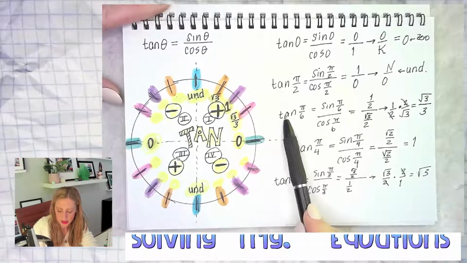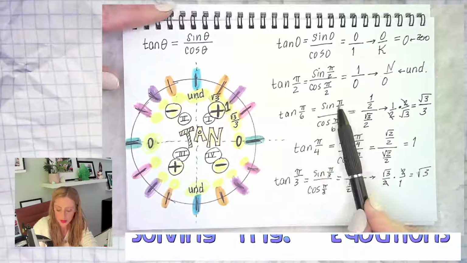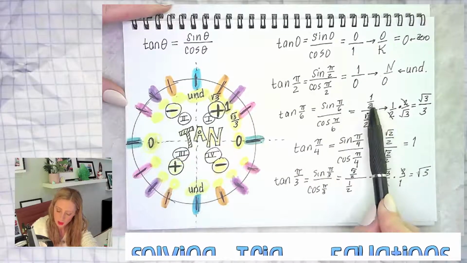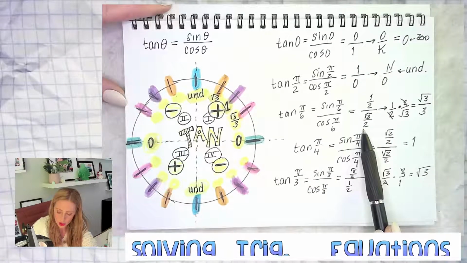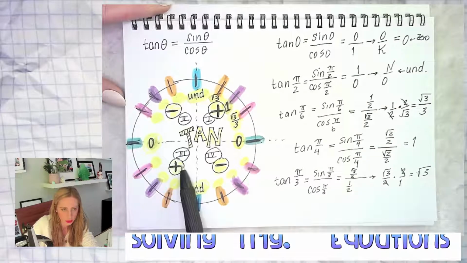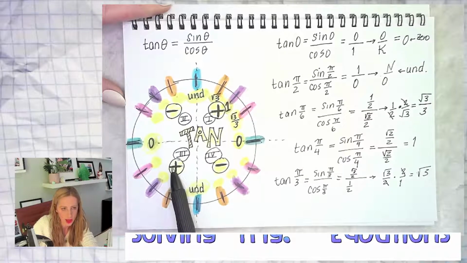So here, look, tan of pi over 6 is sine of pi over 6 over cosine of pi over 6. We use the quotient identity, right? We got 1/2 over root 3 over 2. We did a little keep, change, flip, and we got root 3 over 3. We have a little note here. We said it's positive here as well.